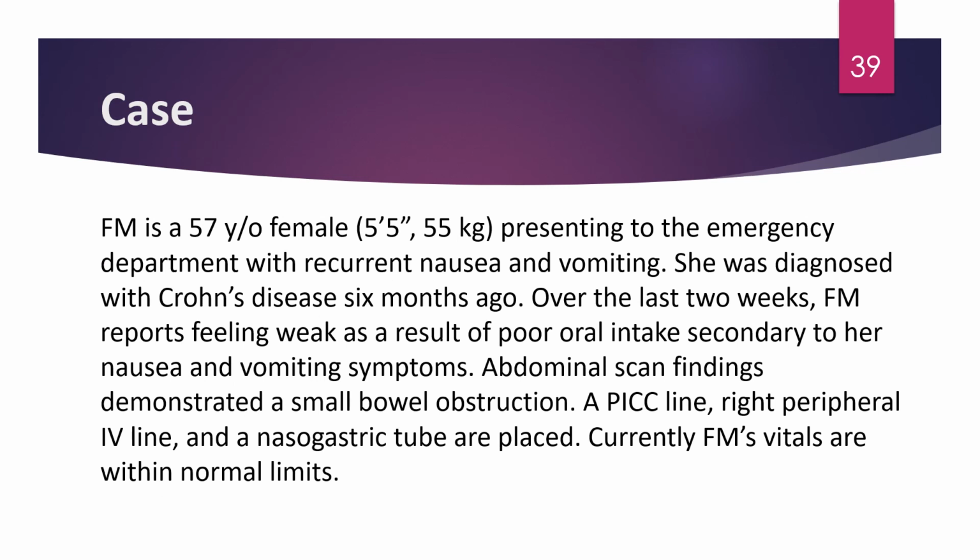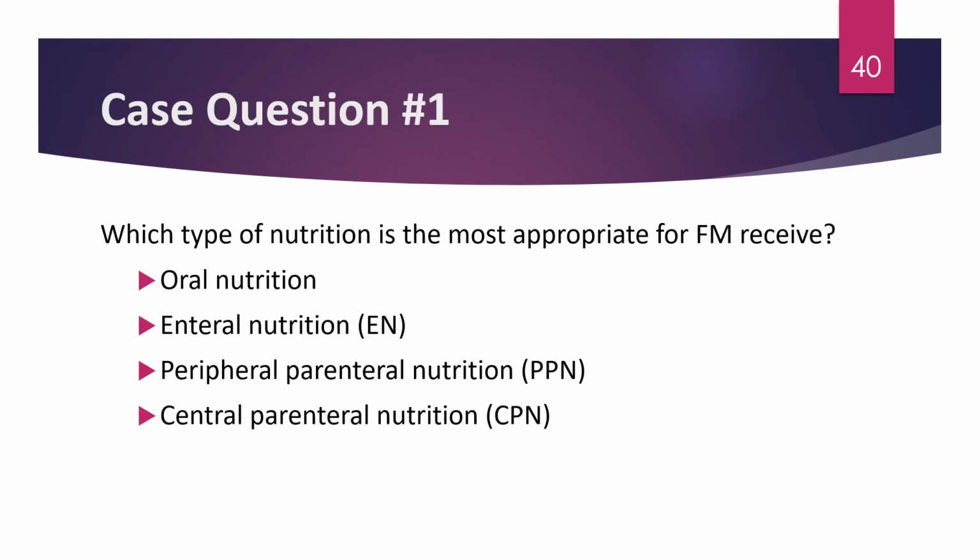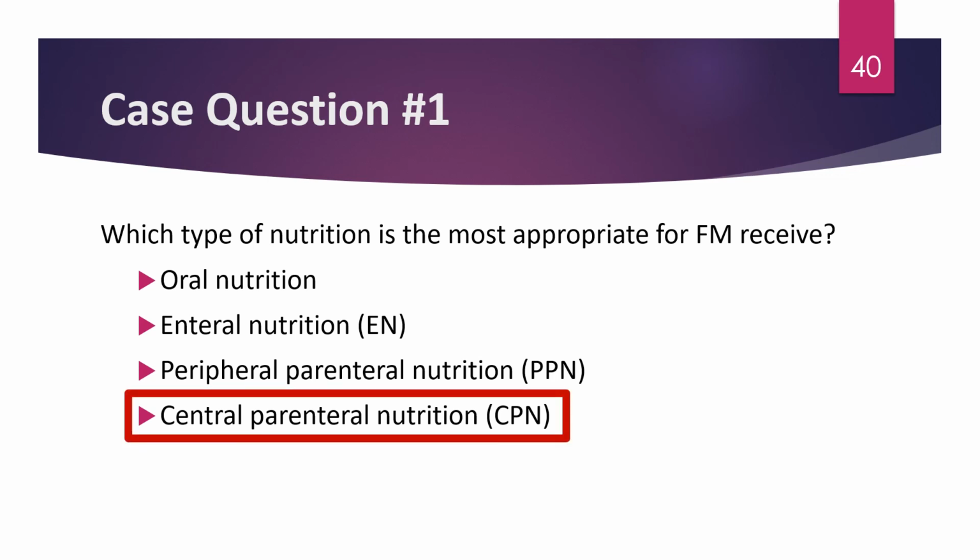Going back to the case, we had our 57-year-old female who came to the ED with nausea and vomiting. She was diagnosed with Crohn's disease 6 months ago, but over the last 2 weeks, she's been feeling weak as a result of poor oral intake secondary to her nausea and vomiting. An abdominal scan just demonstrates a small bowel obstruction. A PICC line, right peripheral IV line, and a nasogastric tube were placed, and vitals are within normal limits. So what is the most appropriate nutrition for FM to receive at this time? And the answer here is central parenteral nutrition.